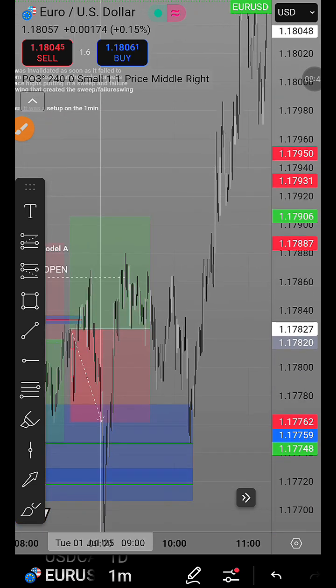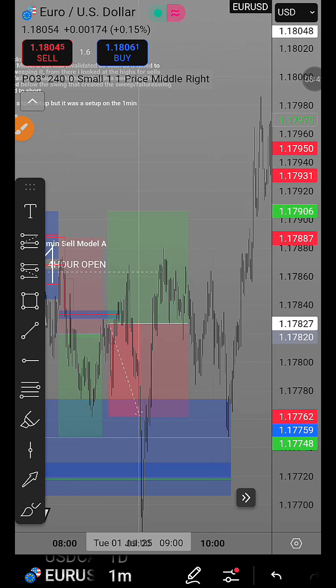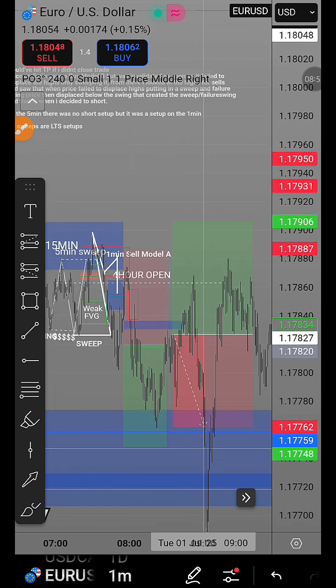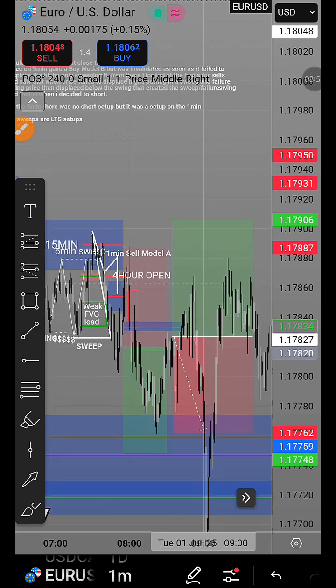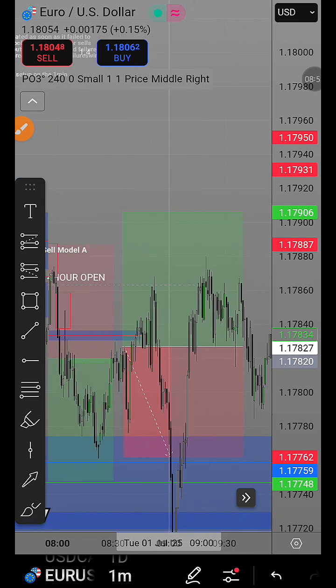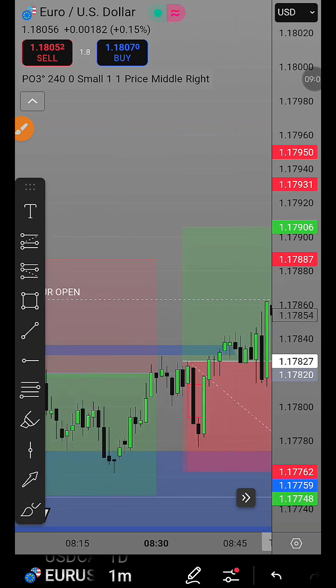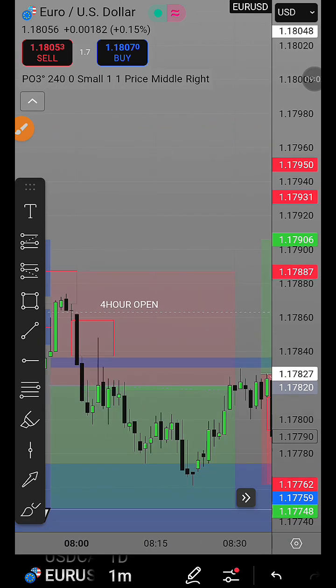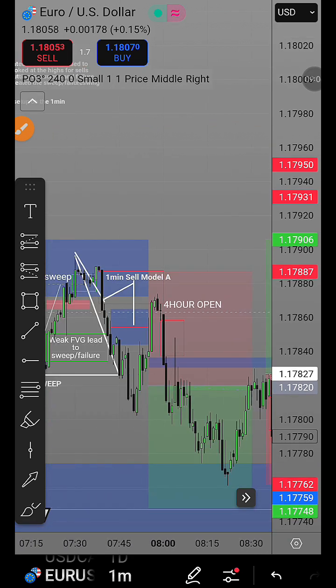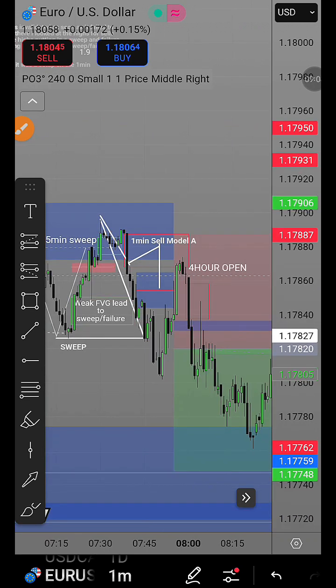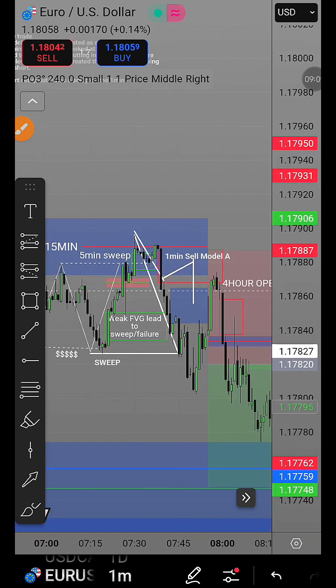So obviously at the beginning of the video we went through a buy model B setup, which is when price leaves behind a swing to trade into a bearish FVG. That bearish FVG then fails to displace lower, only sweeping the lows, and then the bearish FVG gets inversed. That is a buy model B setup.